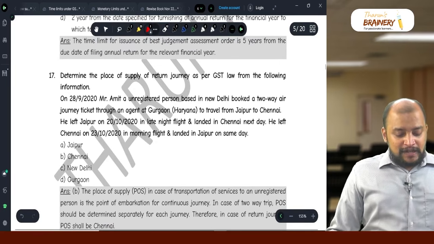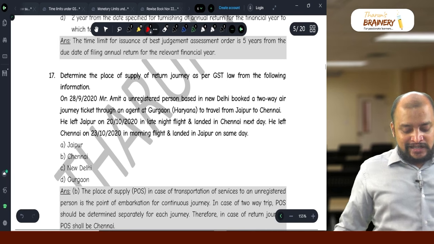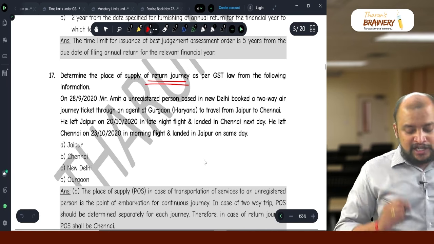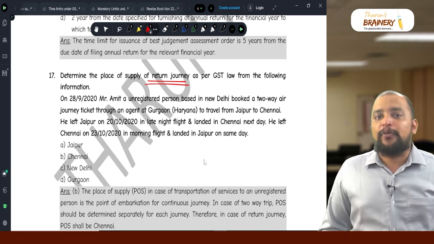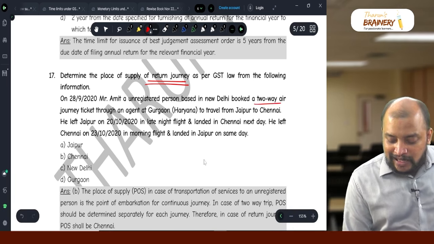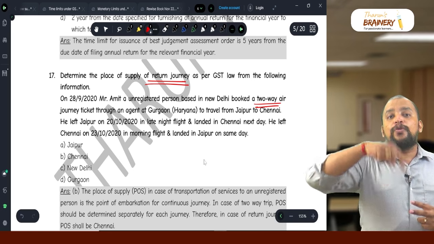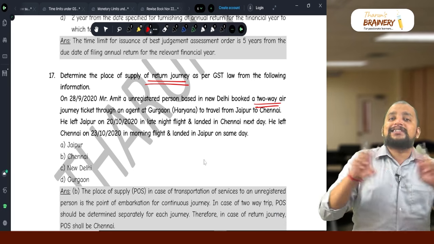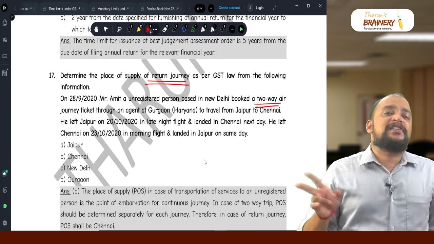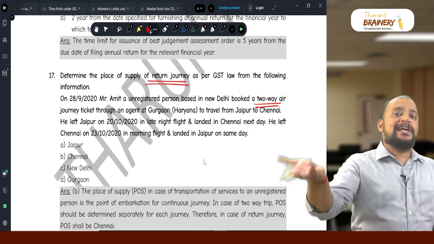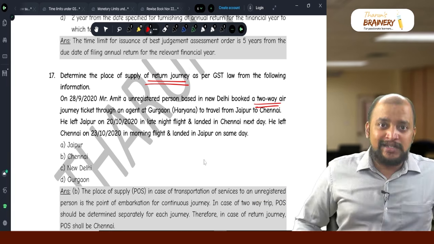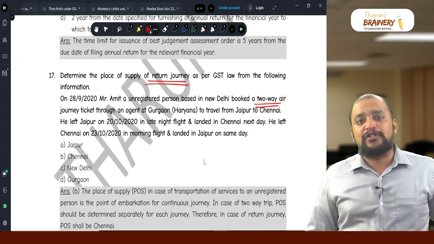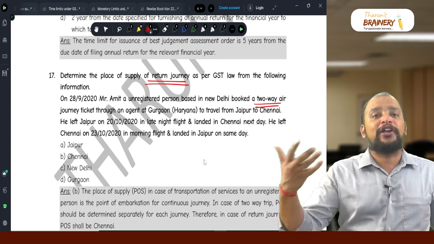Determine the place of supply of return journey as per GST law. Actually, only for the return journey we need to select. Even though there may be a single ticket for the round trip, we need to treat it as separate and determine the place of supply for both, that is the onward journey as well as the return journey. Place of supply in case of transportation of passengers: B2B, location of recipient; B2C, starting point of the passenger, that is the point of embarkation.